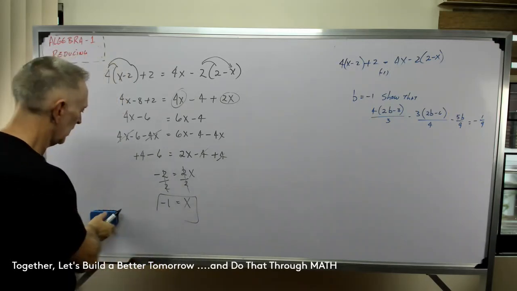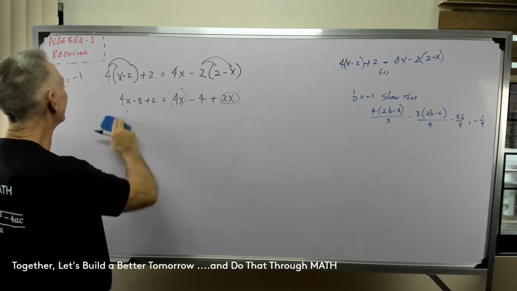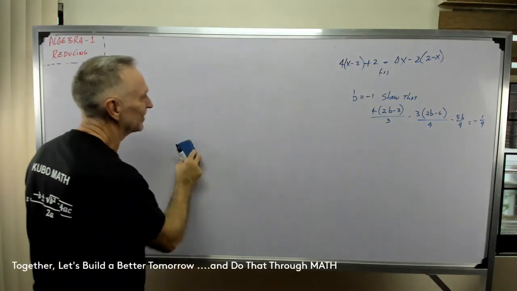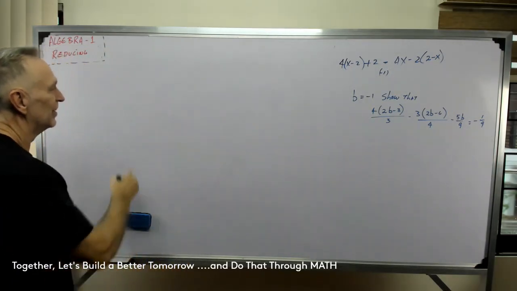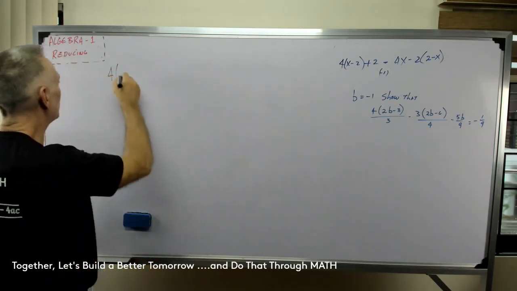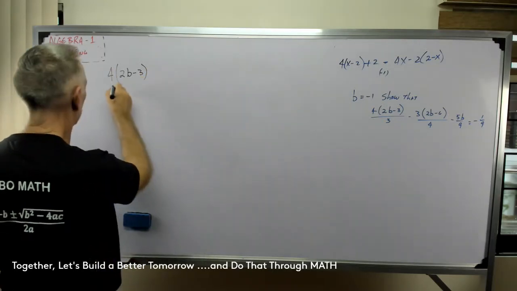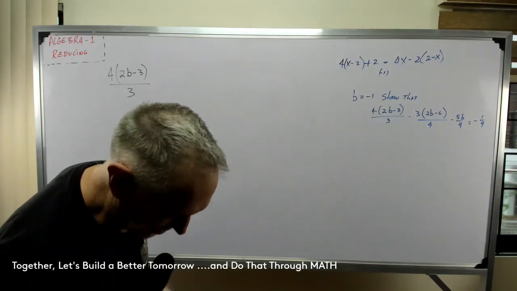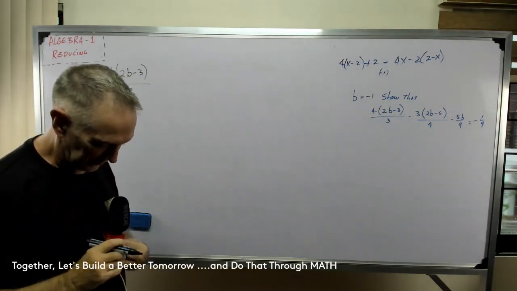Okay? All right, we've saved the big kahuna for last. We have a really good problem here. I think it's pretty good. Okay, we have 4 times 2b minus 3 over 3. Yeah, and I better get a new pen, new marker, because we're going to be writing quite a bit here.